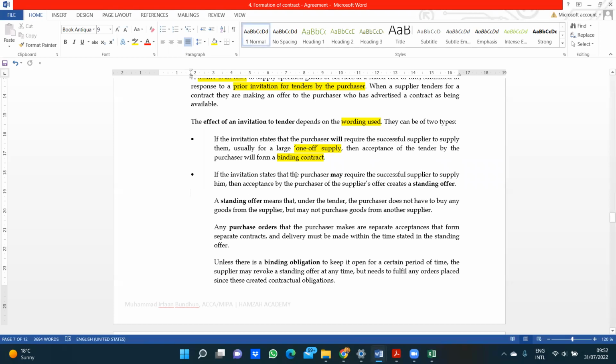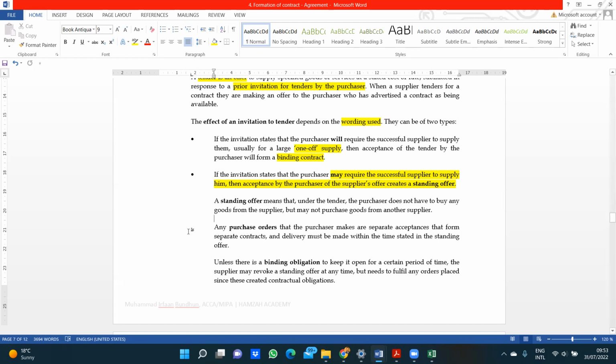If the invitation states that the purchaser may require the successful supplier to supply him, then acceptance of the tender creates a standing offer. Standing offer means that under the tender, the purchaser does not have to buy any goods from the supplier but may not purchase from another supplier. Right? These are standing offers.